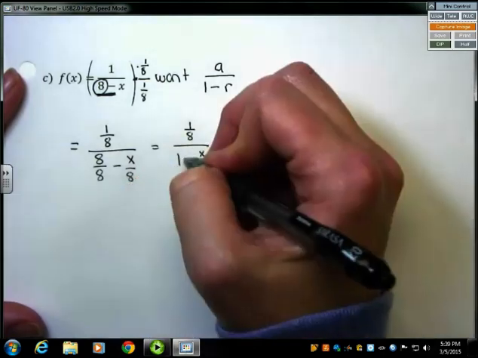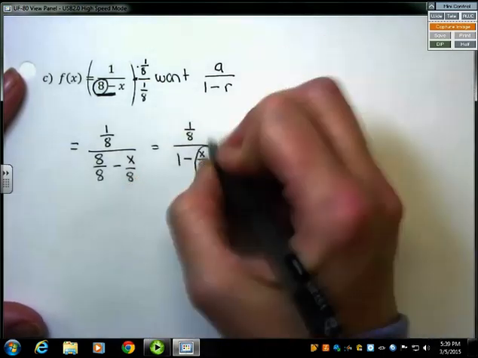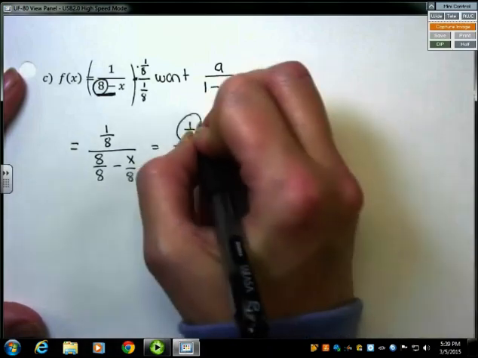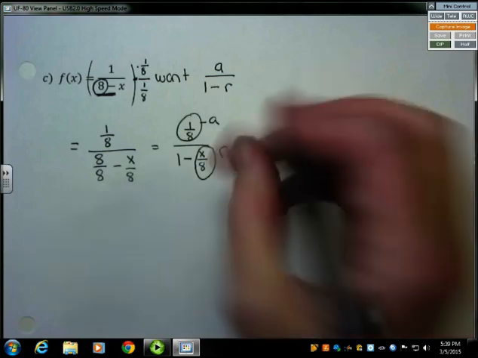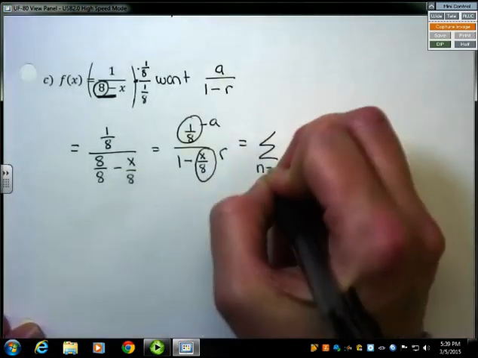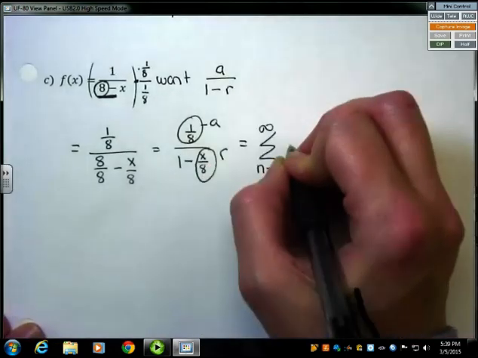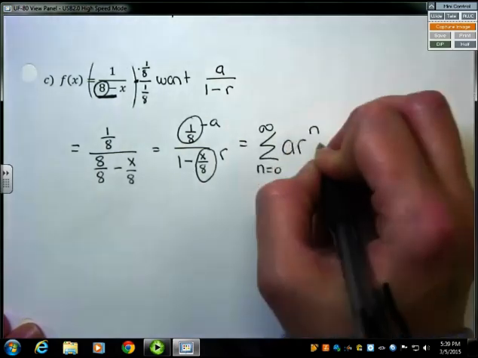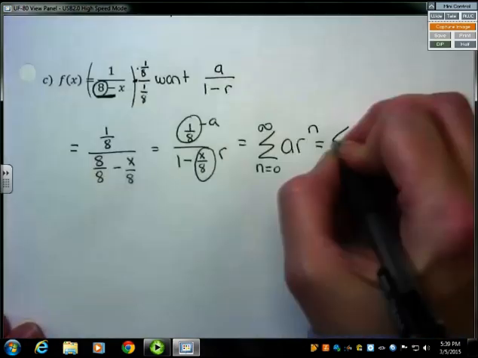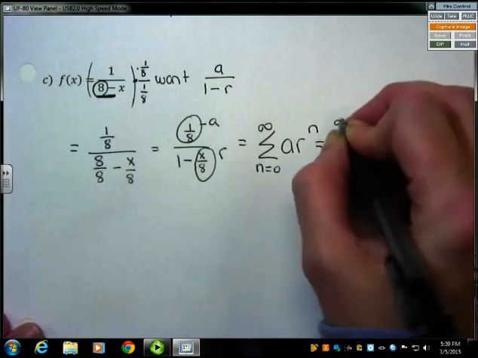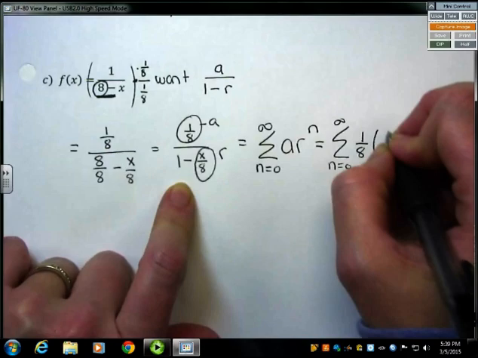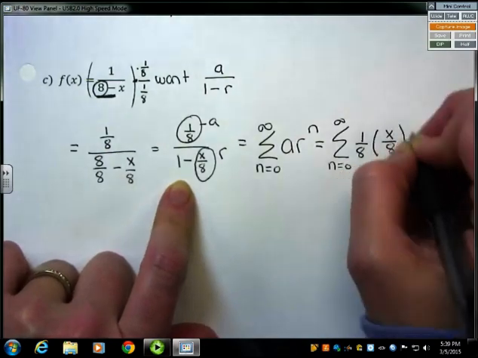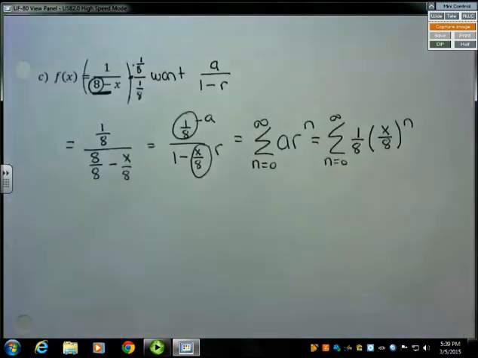Now I have my 1 minus. What's being subtracted from that is our r. What's in my numerator is my a. I know that this can be written as a sum going from 0 up to infinity of a r to the n. So what I have is the sum from 0 to infinity. Our a is 1/8. Our r is x over 8, and it's being raised to the nth power.